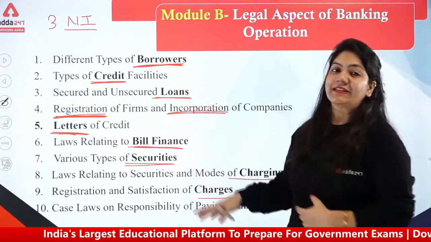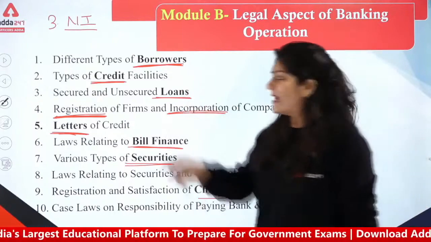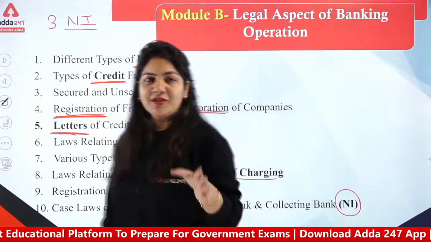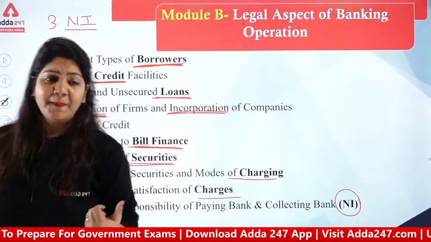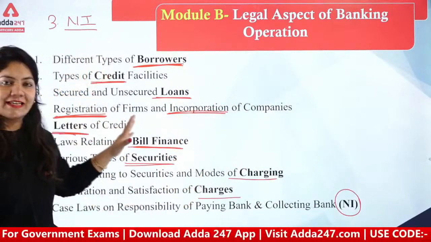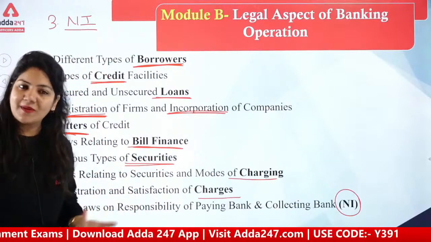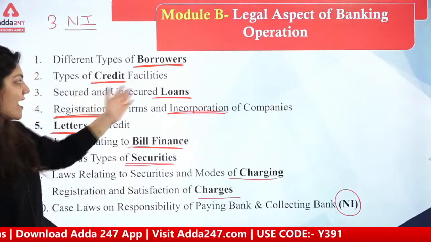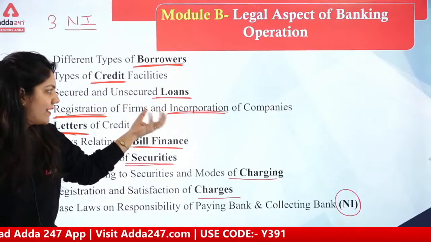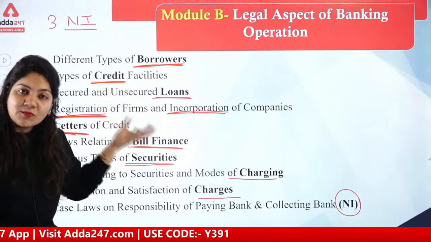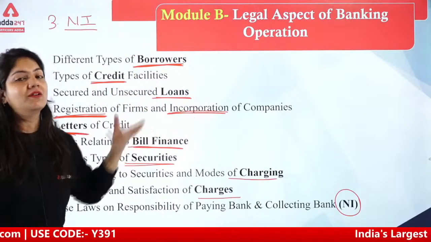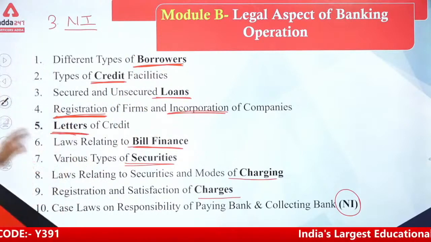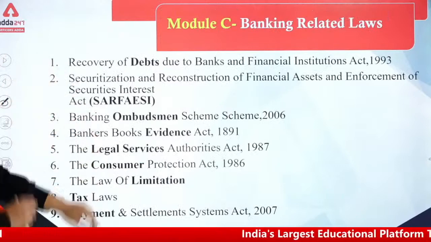These banking terms are very, very simple. Types of borrower means you have to just learn 5 to 10 types of borrower in this session. Types of credit facility, that is fund based and non-fund based credit facility, secured and unsecured loans. These are very, very easy and small concepts. If you understand the concept, then you can easily do the questions. Done. Now next one, module C.